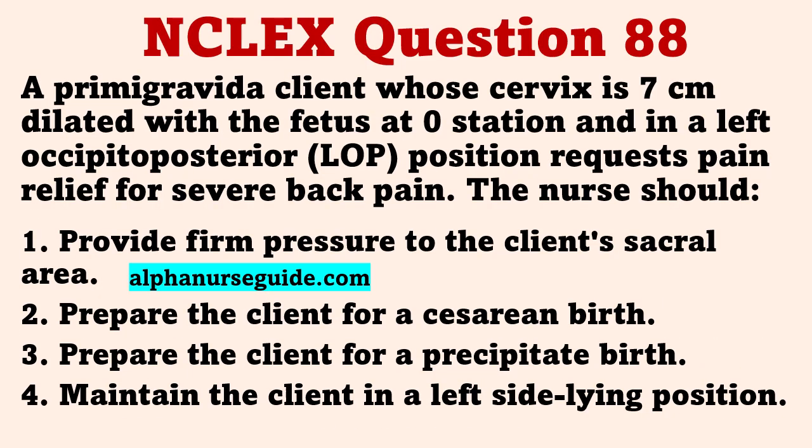A prima gravida client whose cervix is 7 centimeters dilated with a fetus at 0 station and in a left occipital-posterior position requests pain relief for severe back pain. The nurse should 1. Provide firm pressure to the client's sacral area. 2. Prepare the client for a cesarean birth. 3. Prepare the client for a precipitate birth. 4. Maintain the client in a left side-lying position.